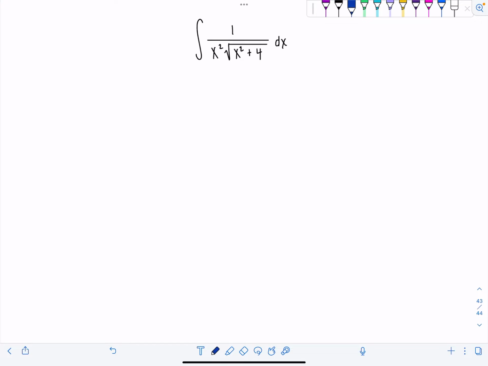It's Thursday, December 29th, 2022, and here is the integral of the day. We have an indefinite integral, 1 over x squared times the square root of x squared plus 4 dx.